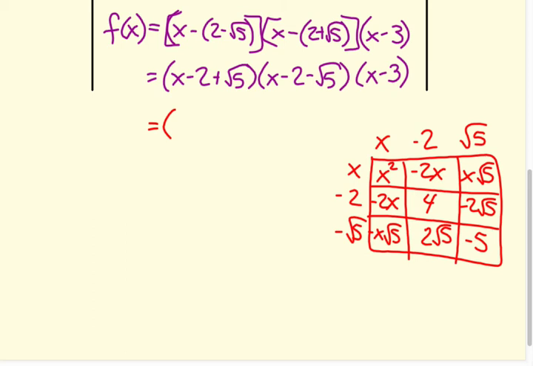So we get our x squared. I'm going to do this in a different color, cross them off. The negative 2x's combine to a negative 4x. X root 5 cancels with negative x root 5, and our 2 root 5's cancel, leaving us with 4 minus 5, or negative 1. And then don't forget that binomial x minus 3. So this is the factored form of the polynomial we were given.